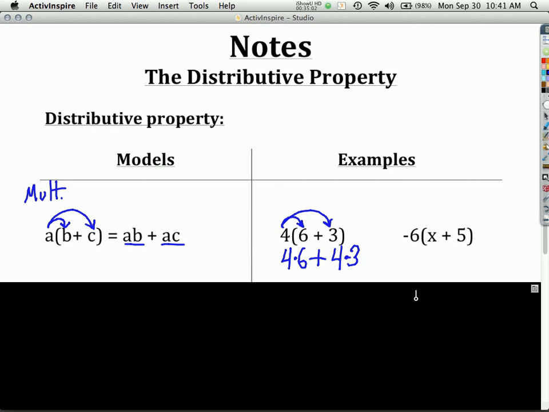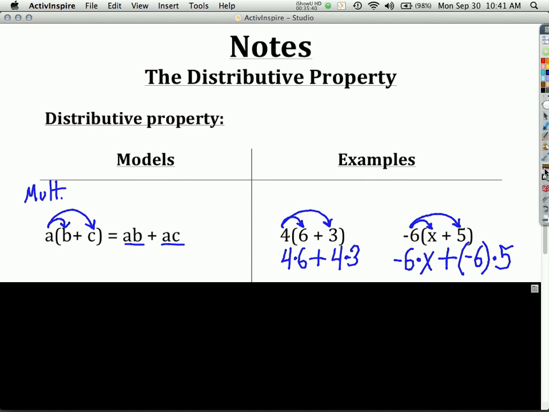Okay, good. So, what if there's variables involved? This is really the algebra. So the negative 6 gets multiplied times the x, and the negative 6 gets multiplied times the 5. So we're going to write negative 6 times x plus negative 6. Now, since I'm going to write a negative number next to a plus sign, I'm going to put it in parentheses, times 5. And that is distributive property.